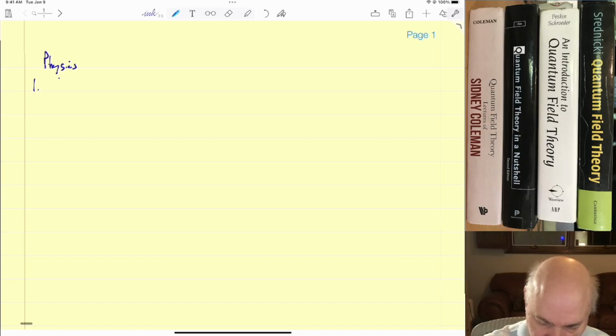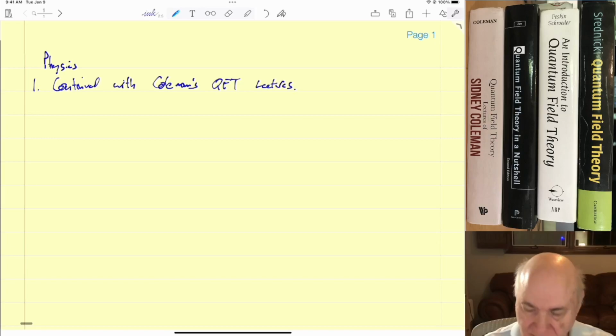First thing I've done is continued with Coleman's lectures. And it really is amazing. I've gotten through chapter 35 now, which includes everything on QED, both the path integral approach and the canonical quantization approach.